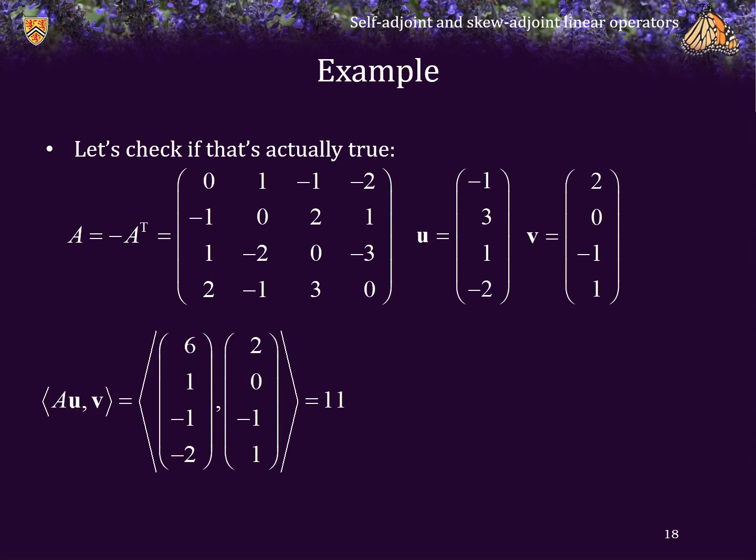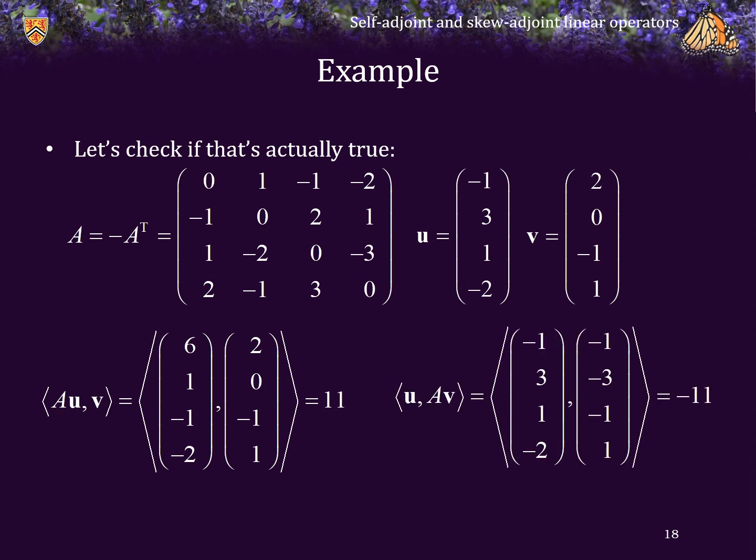So if we multiply A by u, we get 6, 1, negative 1, negative 2, and taking the inner product of this and v gives the result of 11. If we multiply A by v, we get the vector negative 1, negative 3, negative 1, 1, and taking the inner product of u and this result gives us the value of negative 11, which is what we were expecting.